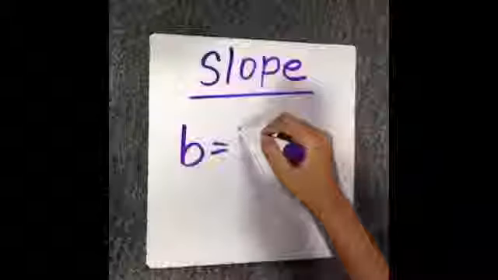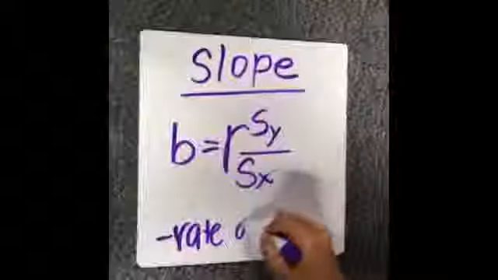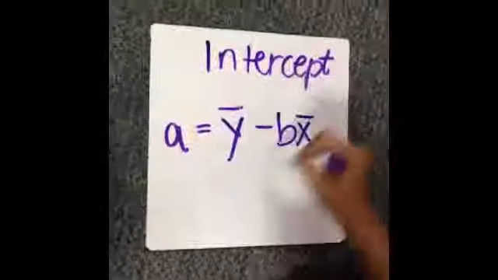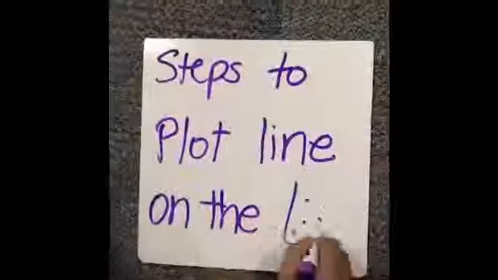The slope of the regression line is usually important for the interpretation of the data. And the intercept of the regression line is the value of y hat when x equals 0. Plot the line on the scatter plot by hand.